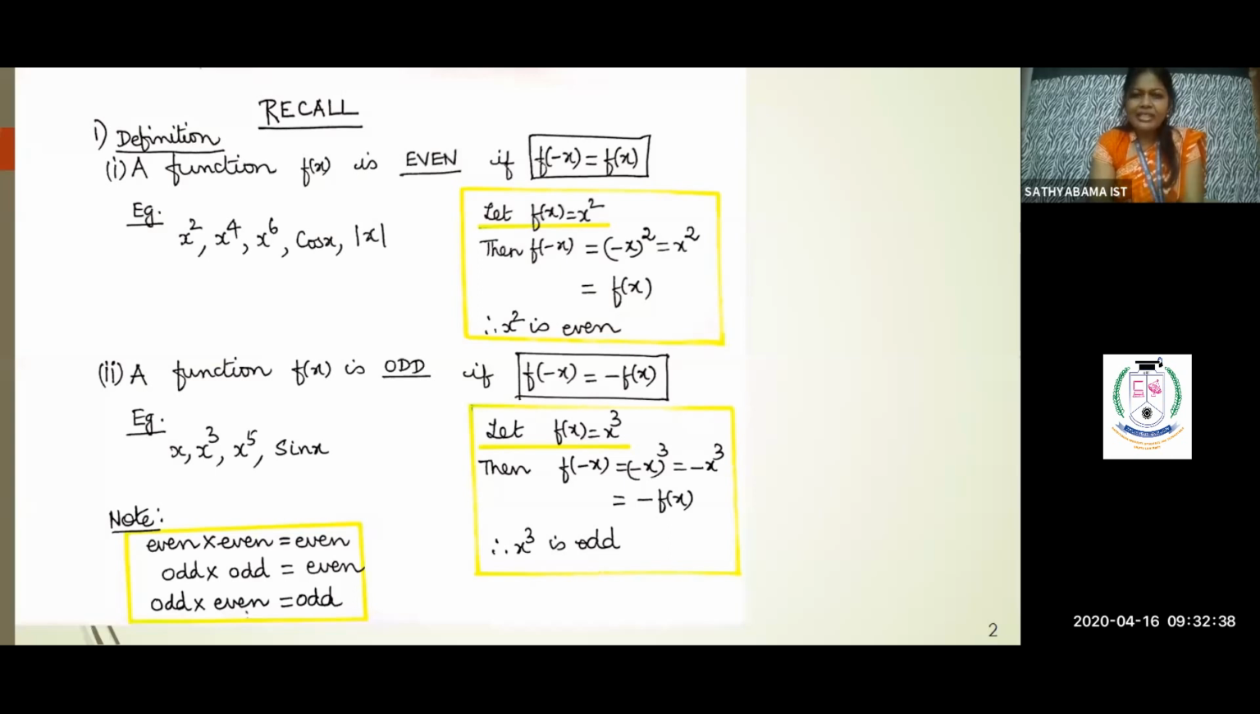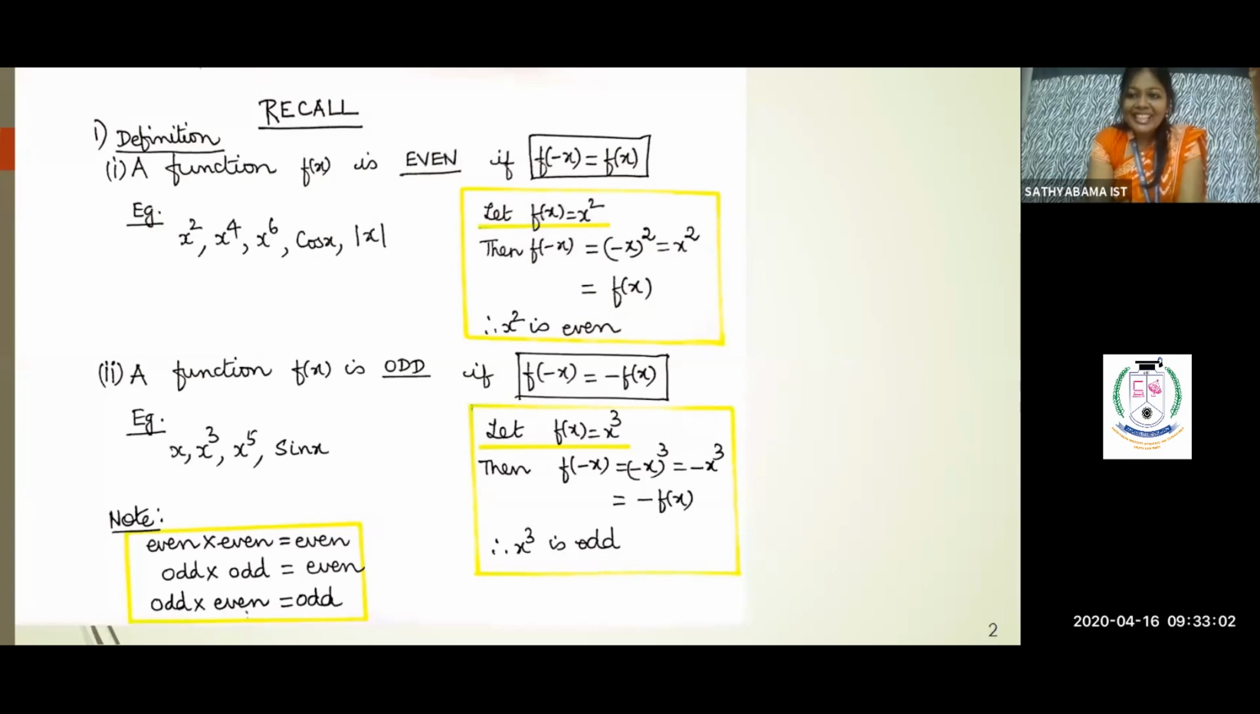Now, very famous, common even functions are x squared, x power 4, x power 6, cos x, mod x. These are all even functions. Now, how do I decide whether a function is even or not? All I have to do is check whether the definition holds. So let's take x squared. Look at the right-hand side where I've highlighted. How do you check whether x squared is even or odd?